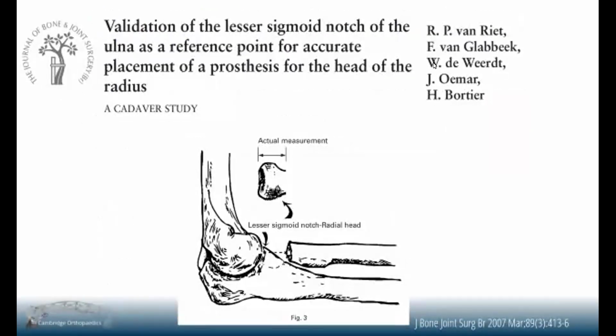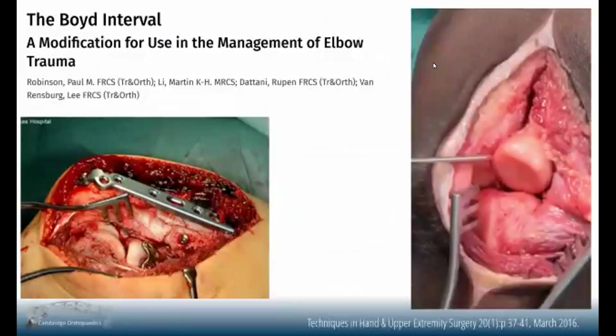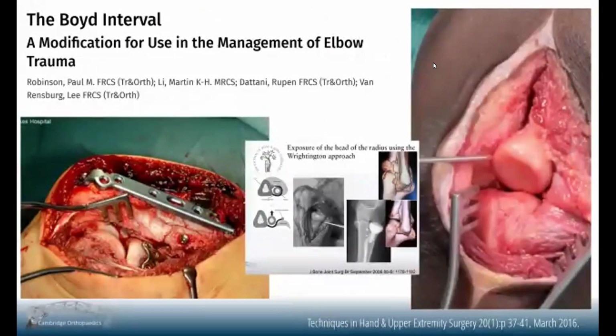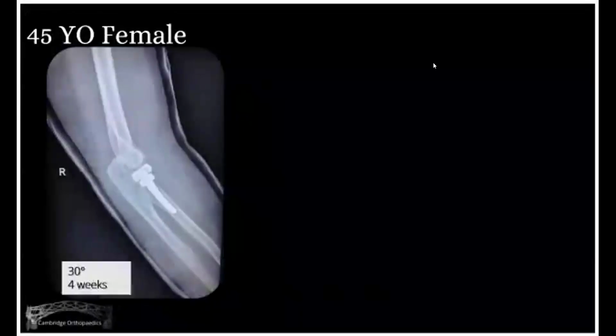The best way to assess radial head height is to look at the relationship between the radial head and the lesser sigmoid notch. And there is no better view than Boyd's approach to be able to see the relationship of your radial head to the lesser sigmoid notch in trauma or for elective arthroplasty. It's a modification of the Kocher approach. Don't osteotomize the supinator crest unless there's a big enthesophyte in the supinator crest, but you get to see beautifully the relationship of the radial head to your lesser sigmoid notch.